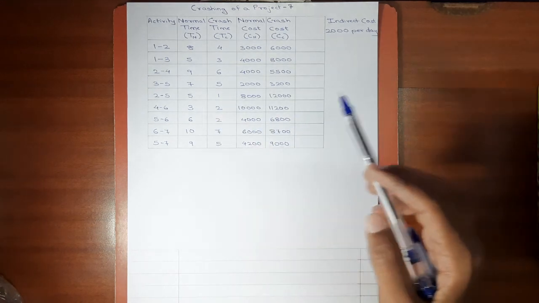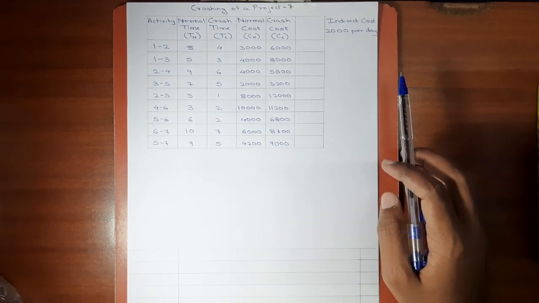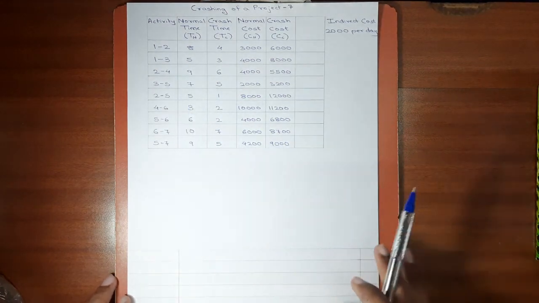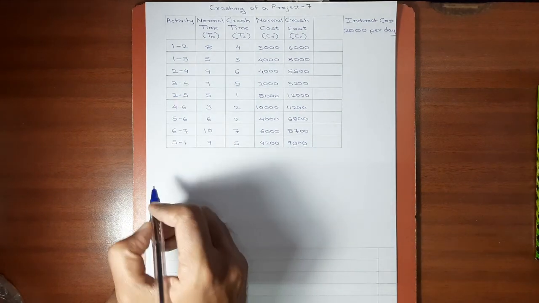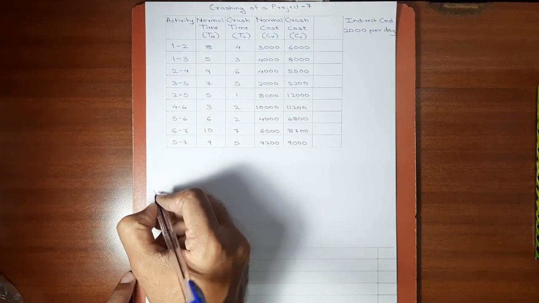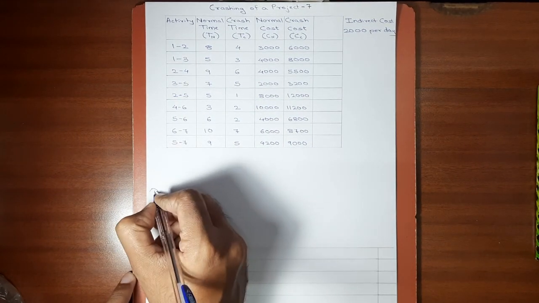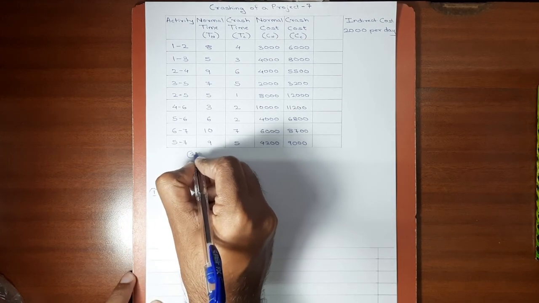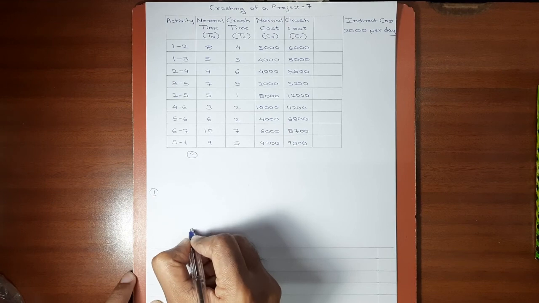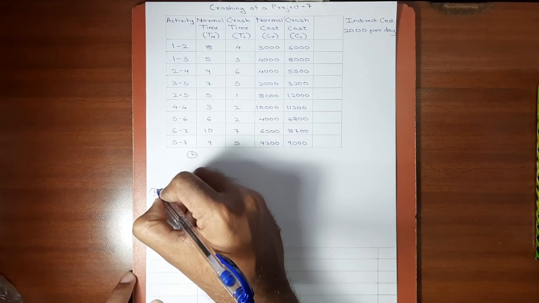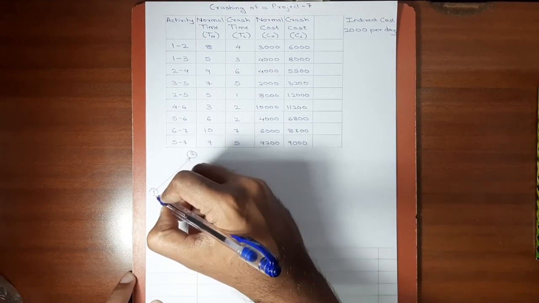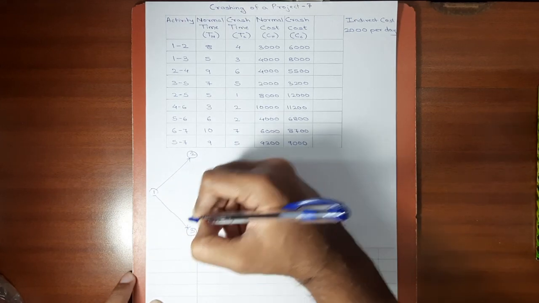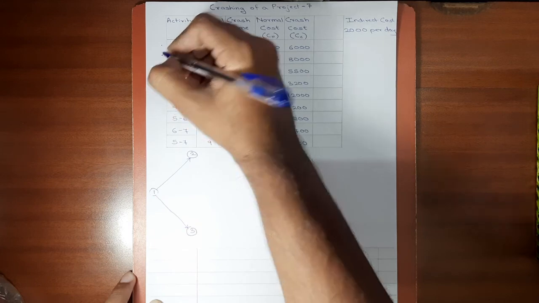From the given data, let's prepare the network diagram first. Activities are 1-2, 1-3. Node 1 will be the central node. This here will be the second node. Here will be the third node. Activities 1-2 and 1-3 are done.